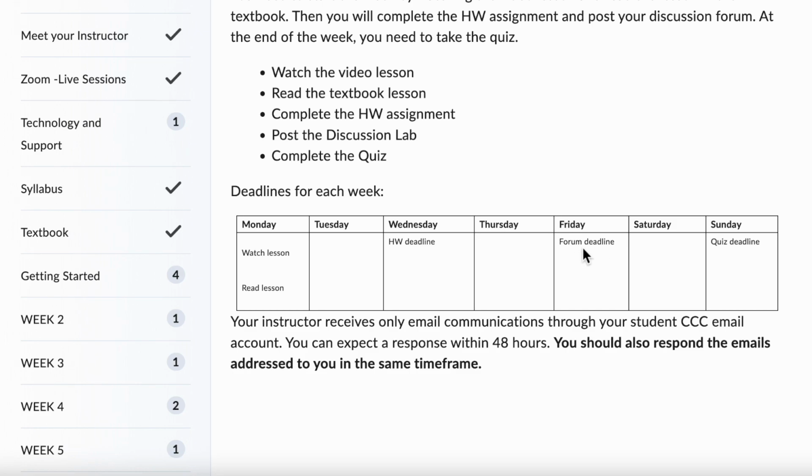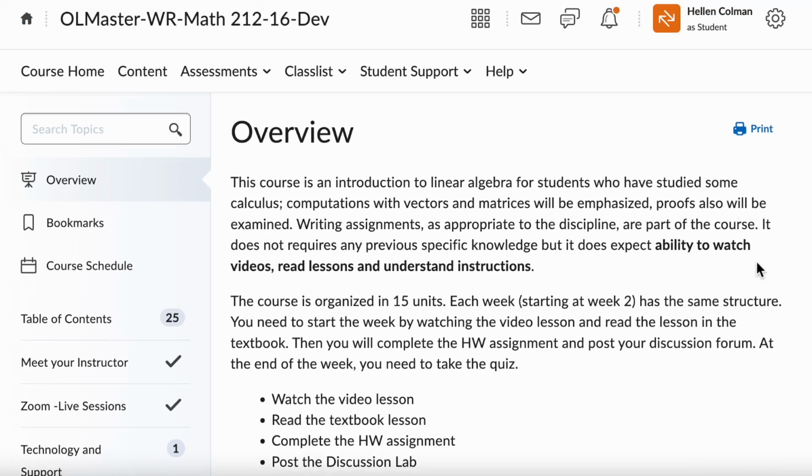That I'll explain in a moment what it is. And by Sunday, you should finish the quiz. All the weeks are going to have the same structure. On Wednesday, the deadline for homework. On Friday, the deadline for forum. And on Sunday, the deadline for quiz.